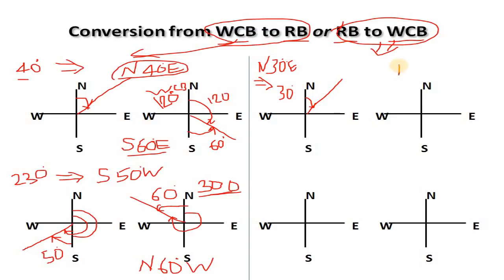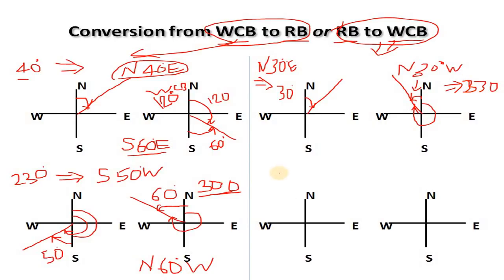Next, given north 30 degree west, convert it in WCB system. First draw this N 30 degree west, means northwest quadrant, 30 degree start from north, means this angle is 30 degree. But in WCB system you require to start from north in clockwise direction up to the line, you require this angle. How to find this angle? You know the whole angle is 360 degree, reduce this from 360 degree, you will get this angle. Okay, 360 minus 30 degree is equal to 330 degree.